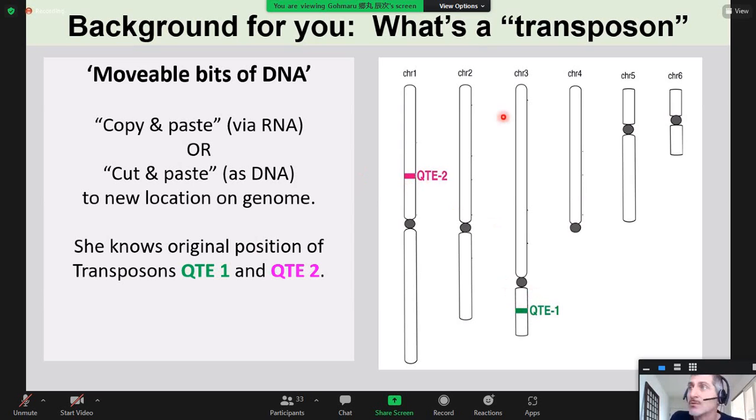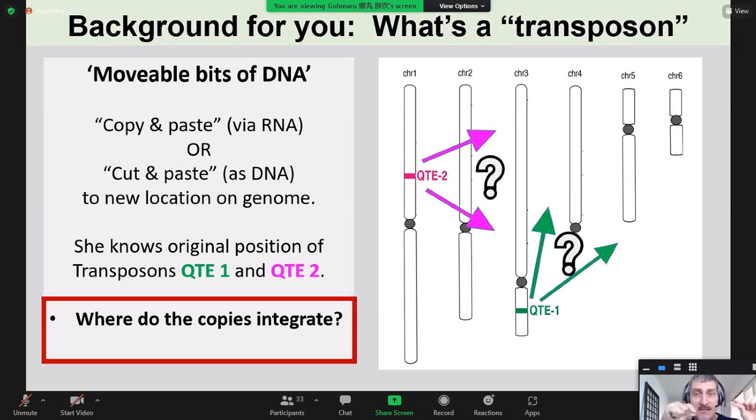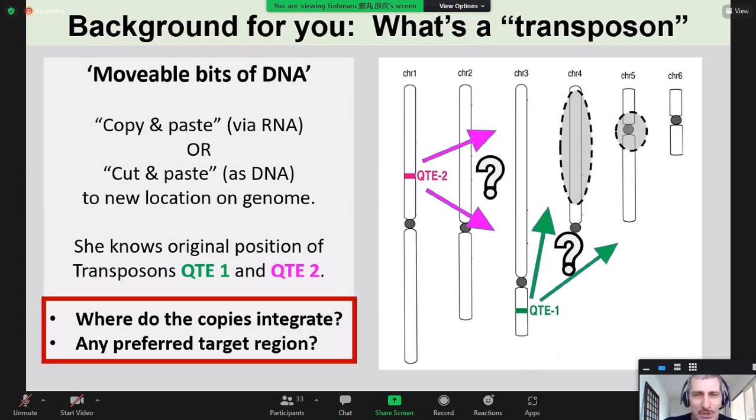QTE1 is located here, on chromosome number 3 at this position. And QTE2 is on chromosome 1 at this position. This is the original position where these bits of DNA start from. So she wants to know, where do the copies of these go? What's their target? Where in the plant's genome do these bits end up going? And is there any pattern to the target?